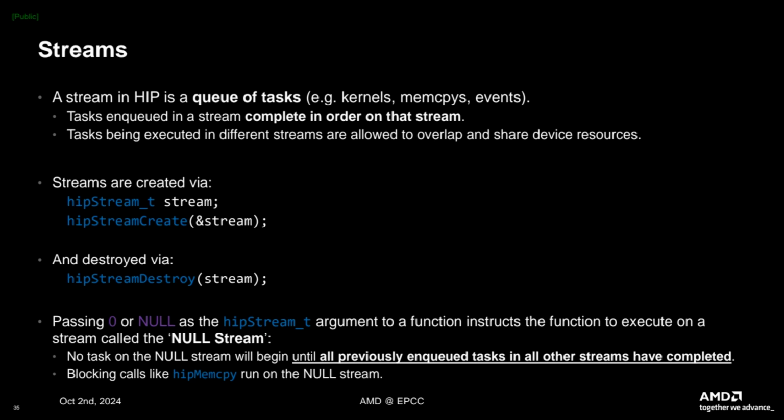So if you do not specify anything for the stream ID, the default is going to be the stream 0 or the null stream. And the null stream is where all the blocking calls happen, basically. So no task on the null stream will begin until all previously enqueued tasks in all other streams have completed. And that's why the blocking calls like hipMemcpy run on the null stream. But the null stream is not the only stream you can work with.